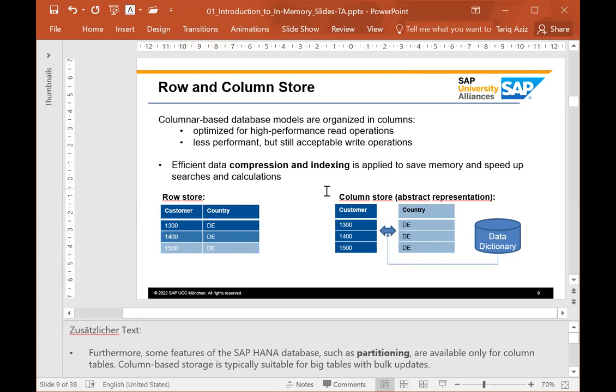Now, when we talk about the column store, we write the columns first. And then if we have to read, we read this column first, the customers, and once that is finished, we go to the country column. That is how we store in columns and read in columns. This reading is much faster for analytical purposes. Any question here, guys?